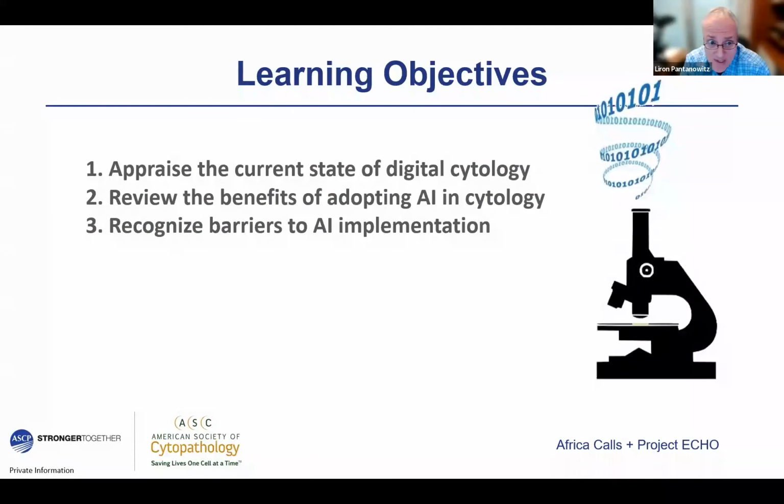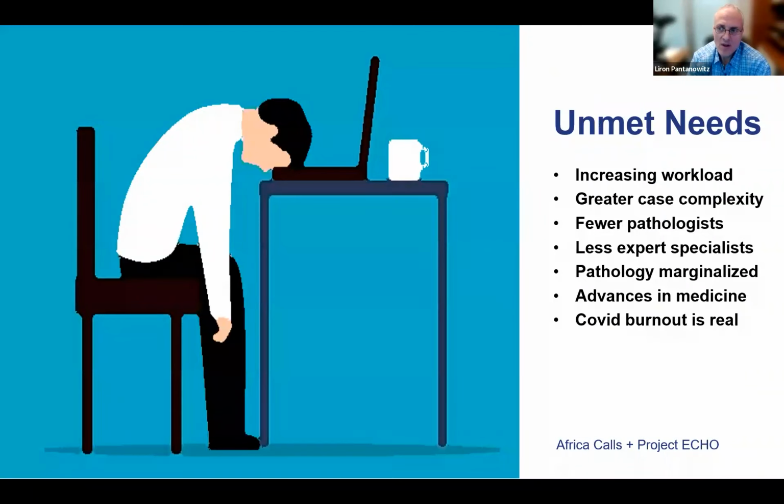What I'd like to address is the current state of digital cytology. Why should we be adopting artificial intelligence if we practice in this area? And then it's obviously not that simple because not all of us are doing it, even here in the USA. So what are the barriers to artificial intelligence implementation?